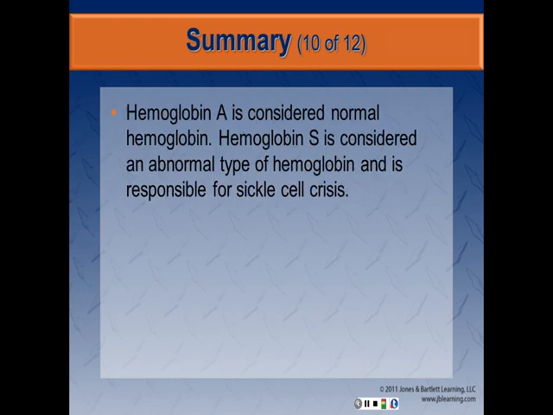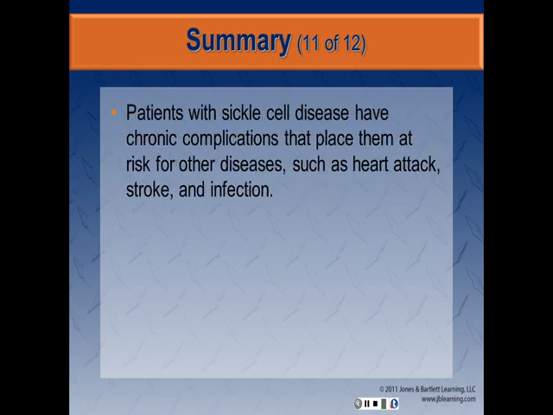Hemoglobin A is considered normal hemoglobin. Hemoglobin S is considered an abnormal type of hemoglobin and is responsible for sickle cell crisis. Patients with sickle cell disease have chronic complications that place them at risk for other diseases, such as heart attack, stroke, and infection. Most often, however, you will be called on to treat acute complications of severe pain.